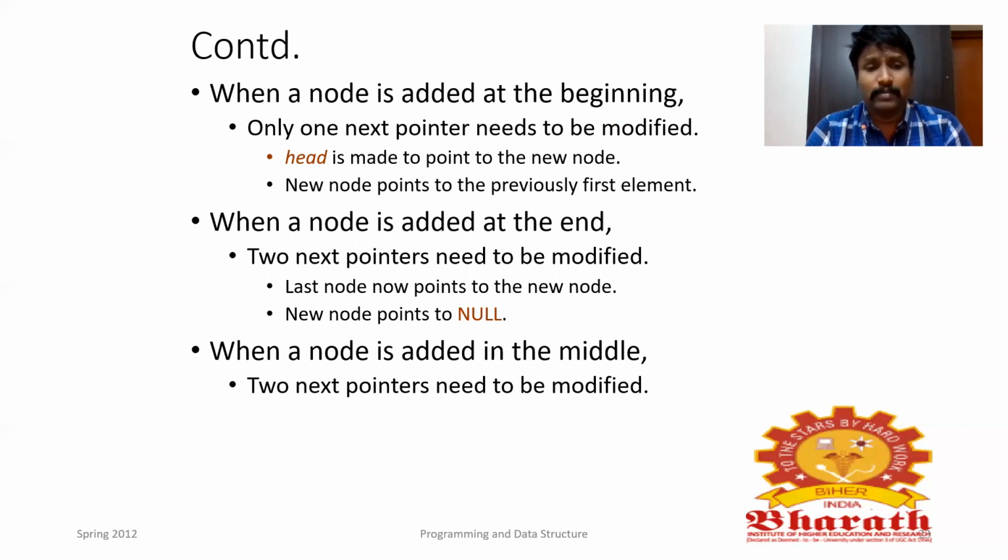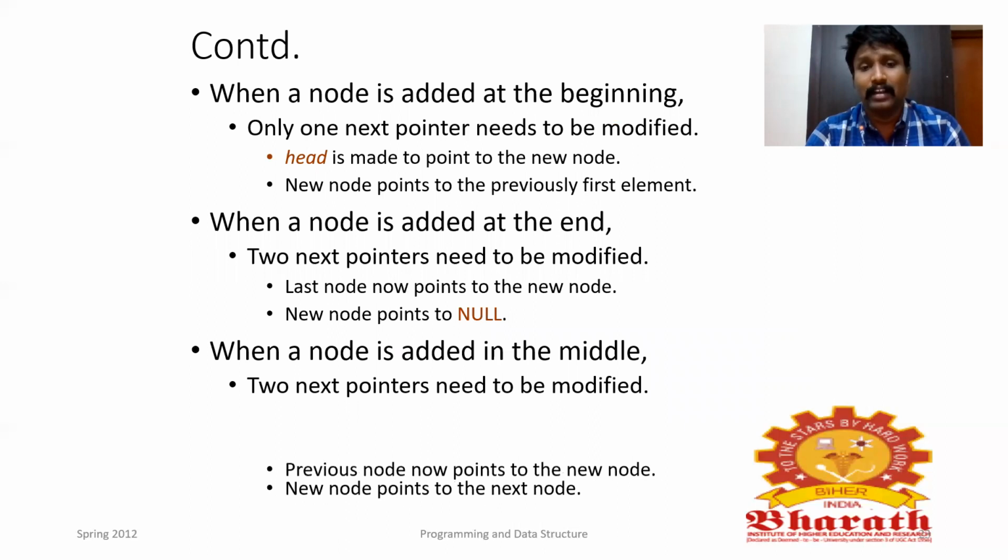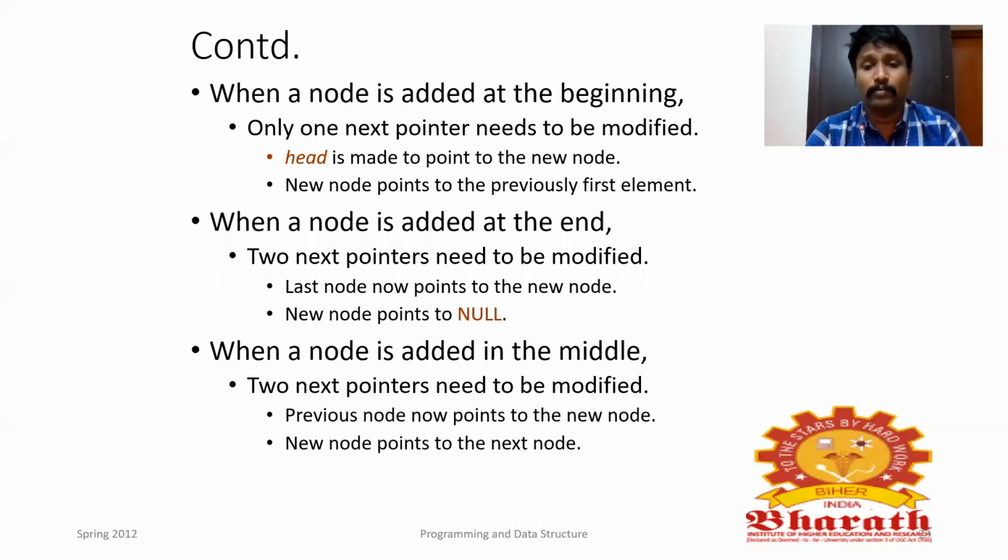The last one is about when a node is added in the middle. How is the node added in the middle? Here also, as in the previous case, two different pointers are modified. Two next pointers need to be modified. The previous node now points to the new node, and the new node points to the next node. So these are the three different steps by which the node can be altered.